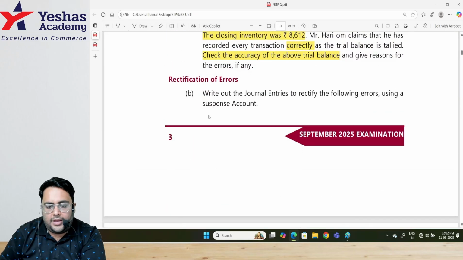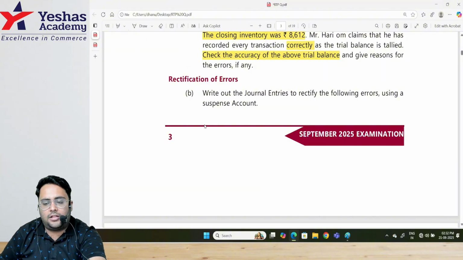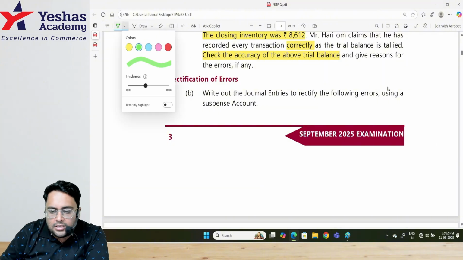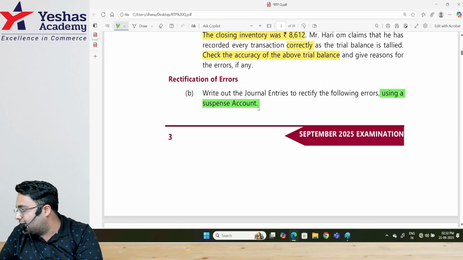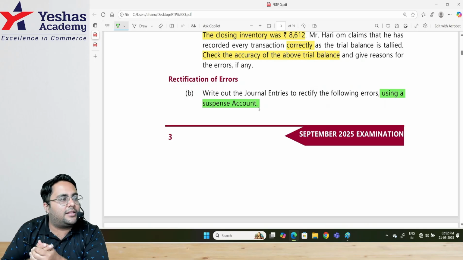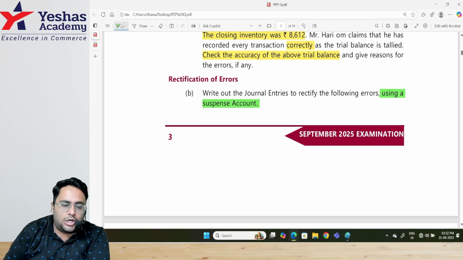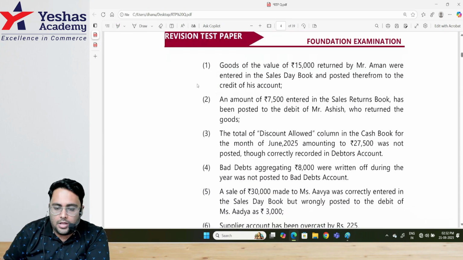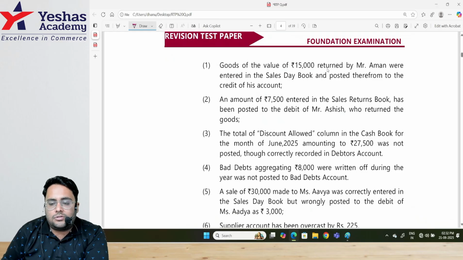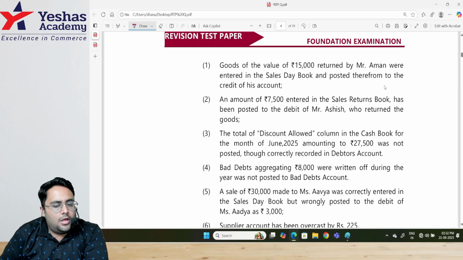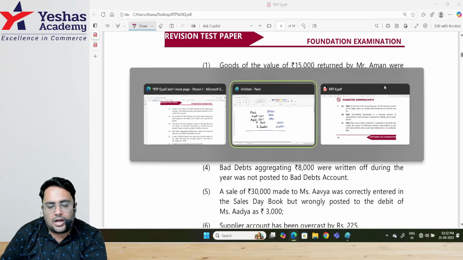Everybody, rectification of errors. Write out the journal entries to rectify the following errors using a suspense account. When they say using a suspense account, can you tell me which stage they are talking about? They're talking about stage 2, after trial balance. Goods of the value 15,000 returned by Aman were entered in the sales day book and posted therefrom to the credit of his account. I give you a minute. Try.